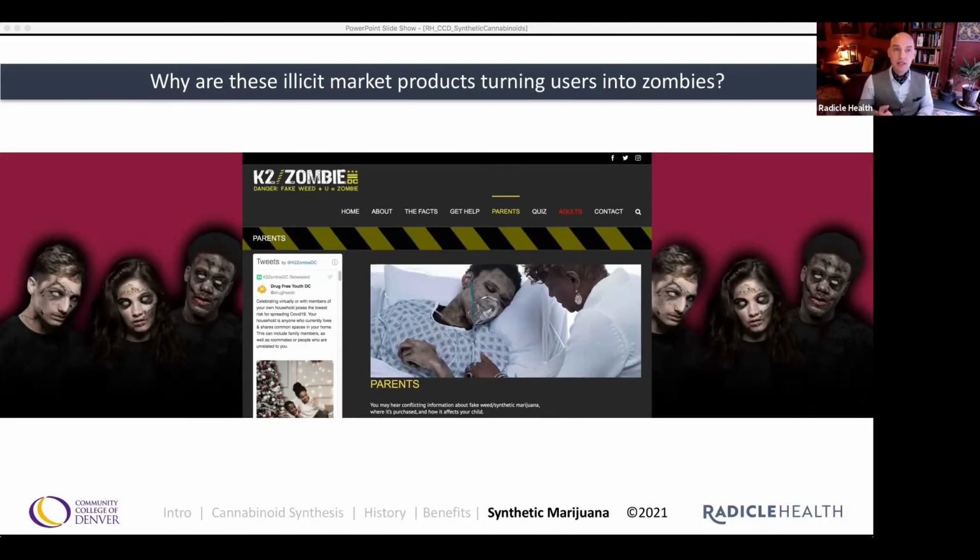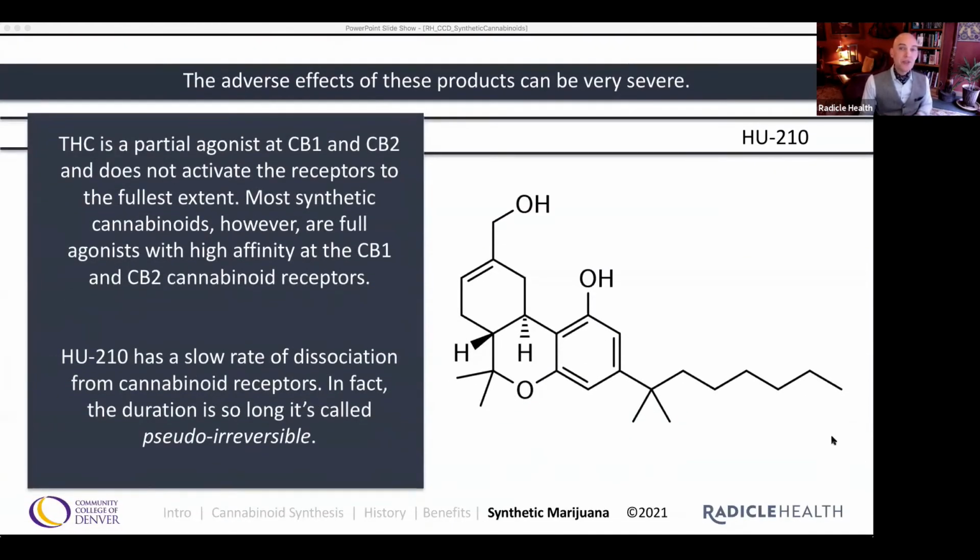THC from the plant is a partial agonist at CB1 and CB2, so it only partially activates the receptor. It doesn't activate CB1 to the fullest extent. Most synthetic cannabinoids are full agonists with high affinity at CB1 and CB2, and full agonists can create higher risks of very severe adverse effects. So for example, HU210 is highly potent. It has a high affinity at the cannabinoid receptors when compared to THC.